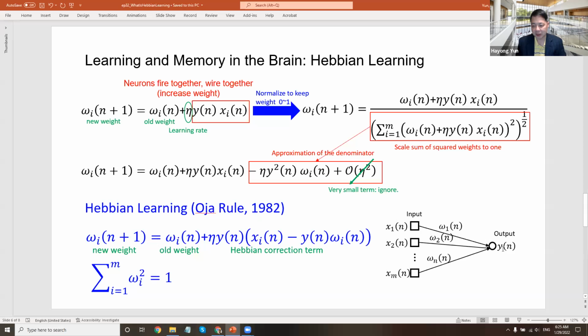If the y, which is here, the output, so this is the postsynaptic neuron. And here are the inputs, let's say a couple of them come in, each with some weight. Okay?